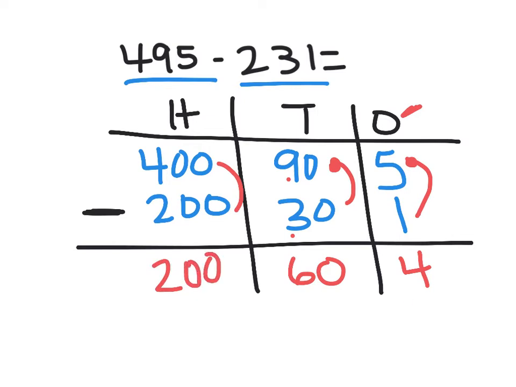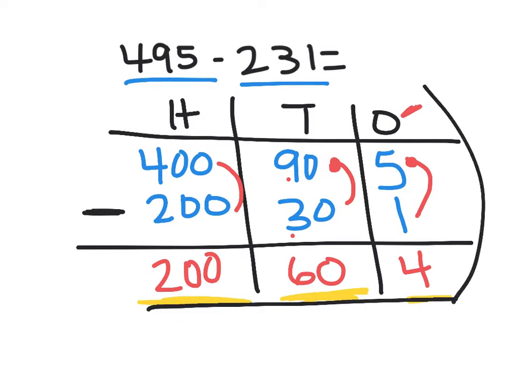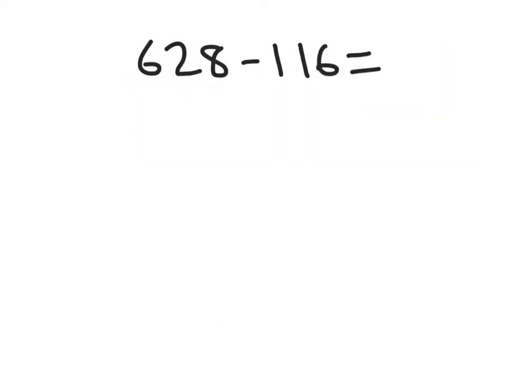Now I'm going to look closely at my numbers. This can only be ones. Looks good. This can only be tens. Looks good. This can only be hundreds. Looks fantastic. No regrouping. Write the final answer up here, 264. That was easy because there was no regrouping. Let's do another one.